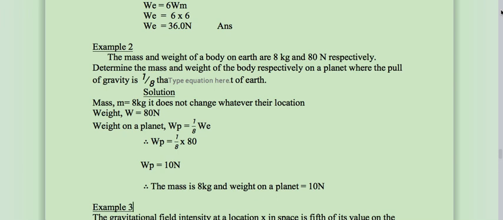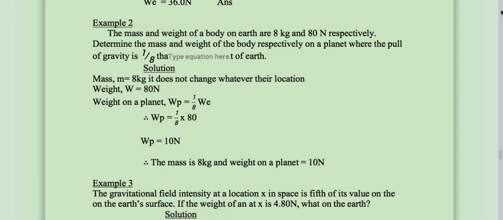Mass does not change. Mass is constant. Remember, when we talk about mass, we said it is what? The quantity of matter contained in a body. Mass is always a constant. But weight varies. Weight varies from place to place.